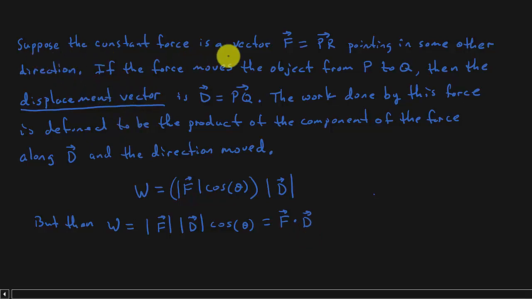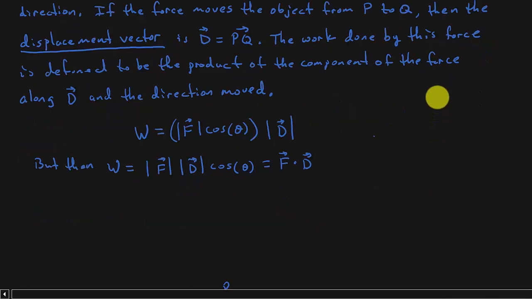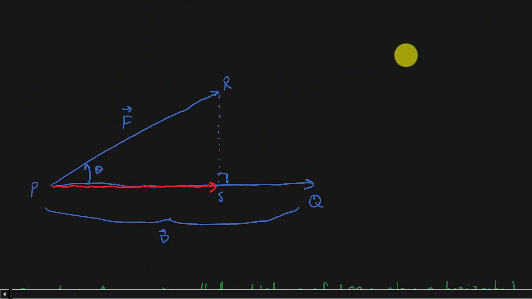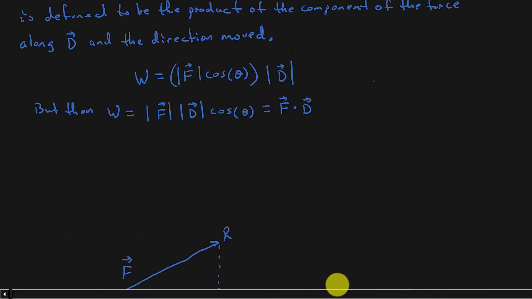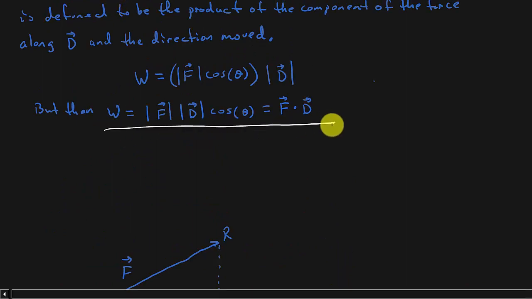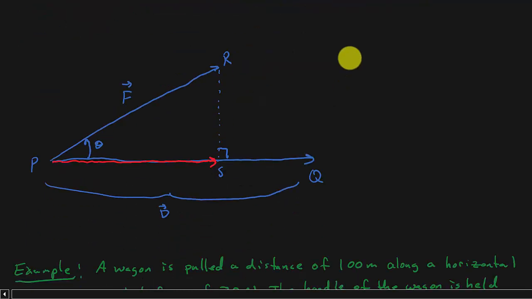Suppose the constant force is a vector pointing in some other direction. And I think I've got a drawing of it. So it's like this. Here's the direction that we're going, but the force is coming at an angle here. So we've got this right here.